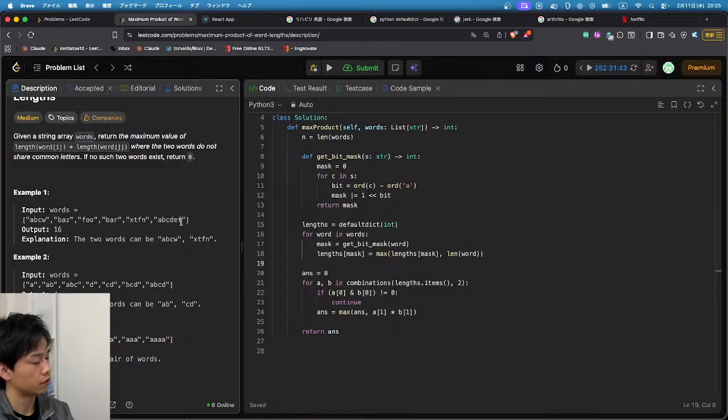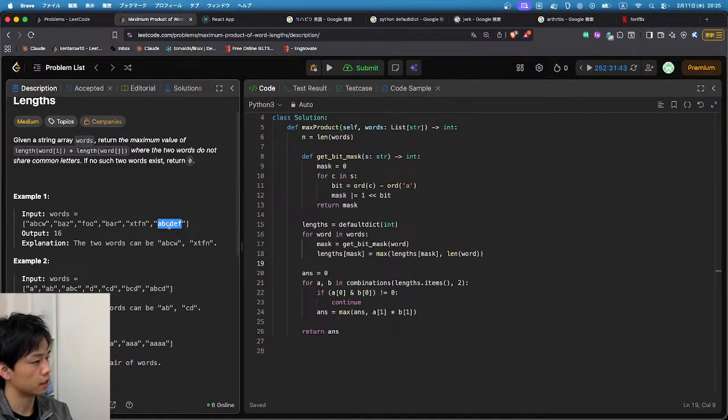A, B, C, D, E, F. This length is 6, so this is the first candidate, but there is no word that doesn't contain A, B, C, D, E, F. Each word contains A or B or C or D or E or F at least. So the answer is this combination.